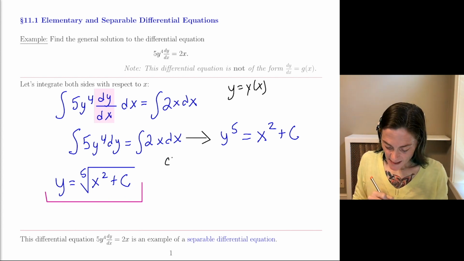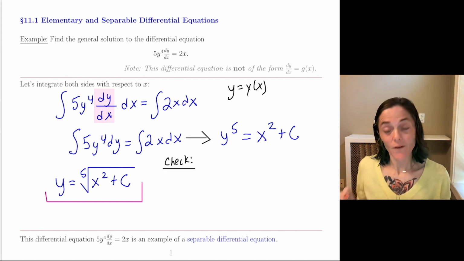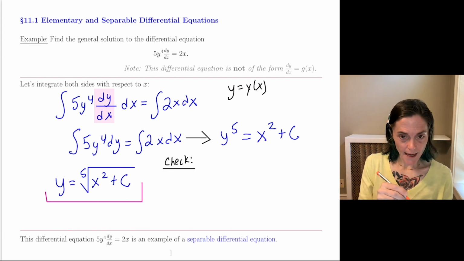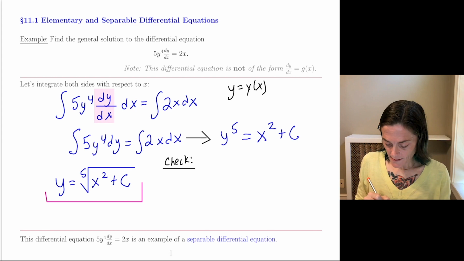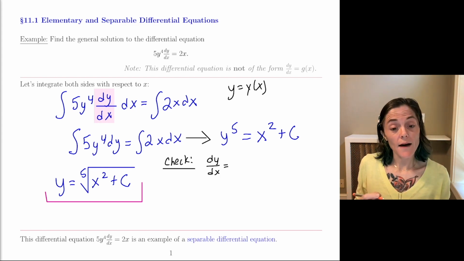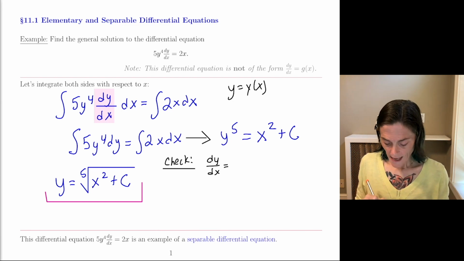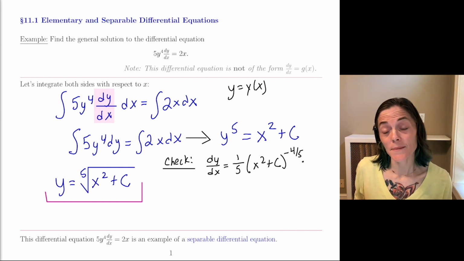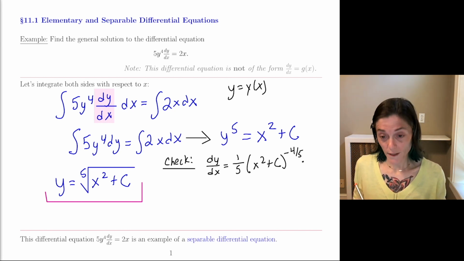Let us check. This will be probably the only one in this video that I will verify. We did a lot of that last time. So let's check here. If we take dy/dx, what do we have? Well, this is chain rule. We have 1/5, we have x squared plus c to the minus 4/5, and then times the derivative of the inside function, which is 2x.